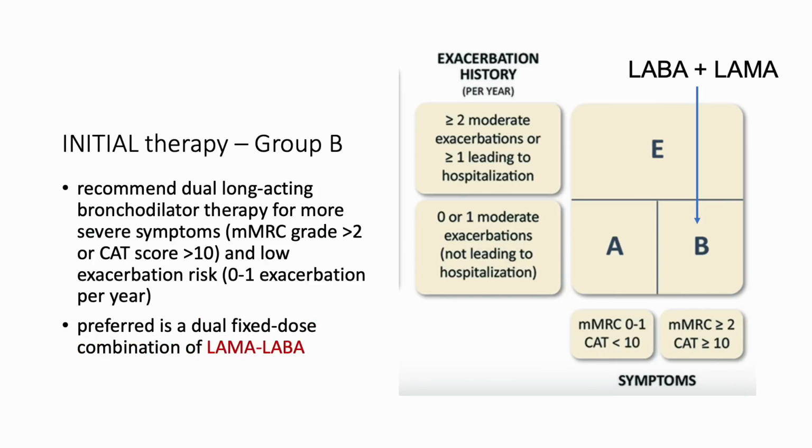Group B includes patients with more severe symptoms. This includes an MMRC grade of more than 2 or a CAT score of more than 10, and a low exacerbation risk of 0 to 1 exacerbation per year that did not require a hospitalization. The recommendation includes a dual long-acting bronchodilator therapy, a fixed dose combination of LAMA plus LABA.